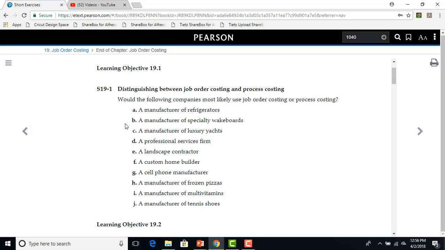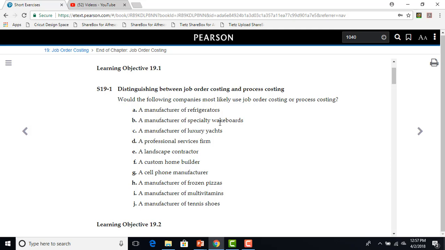Letter A says a manufacturer of refrigerators, right? If I'm talking about a manufacturer of refrigerators, chances are those refrigerators are not built to order. LG or Frigidaire or whoever the company is that's producing those refrigerators, they might have different models with different specs on those models, but I can't call and say I want my refrigerator to be this wide, I want it to have this much storage in it, I want this many drawers. You just can't do that. You have to pick out the one that fits most closely to what you want. So a manufacturer of refrigerators would therefore be process costing.